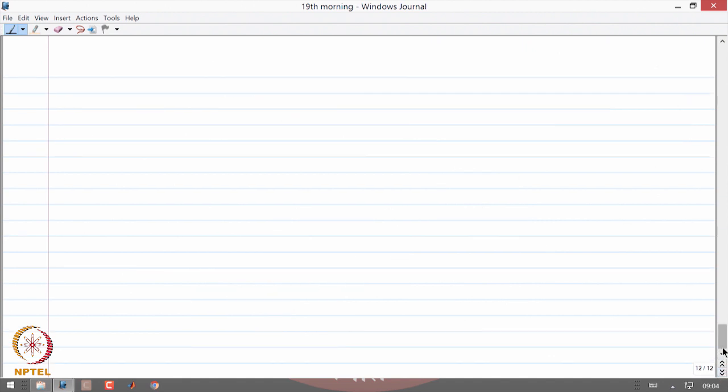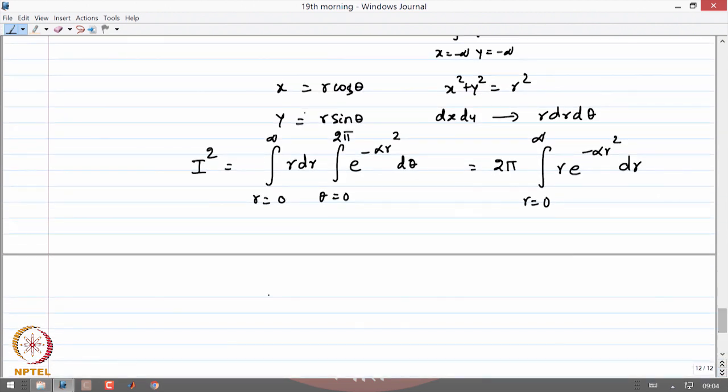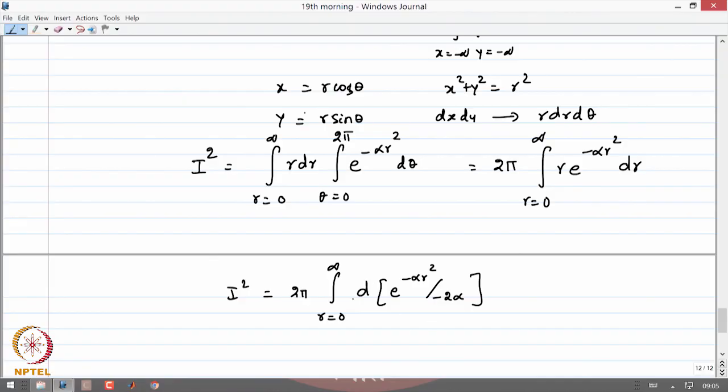easy integral to evaluate by partial integration, namely I square is 2 pi times r equal to 0 to infinity d of e to the minus alpha r square by minus 2 alpha. This is the differential form, the fully differential form, exact differential form integrated between r equal to 0 to infinity. Since it is a perfect differential, the answer is basically 2 pi times e to the minus alpha r square by minus 2 alpha between the limits 0 and infinity.